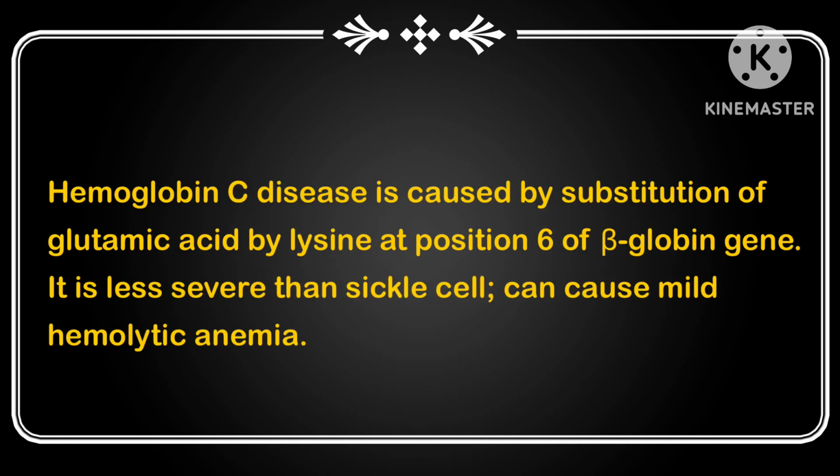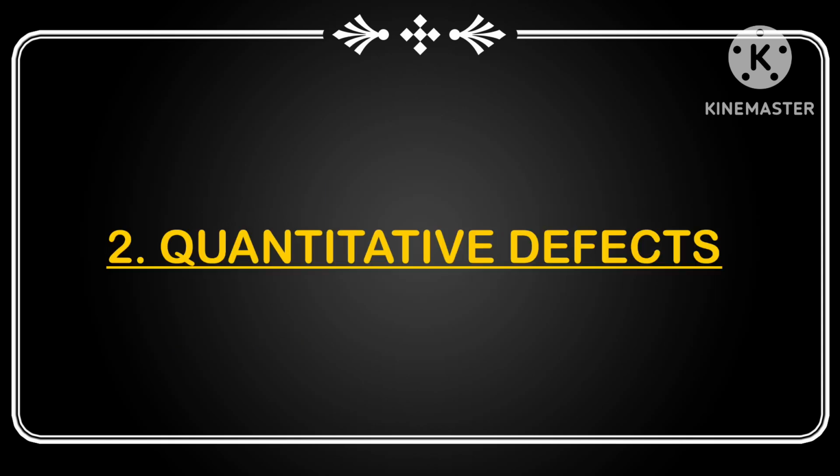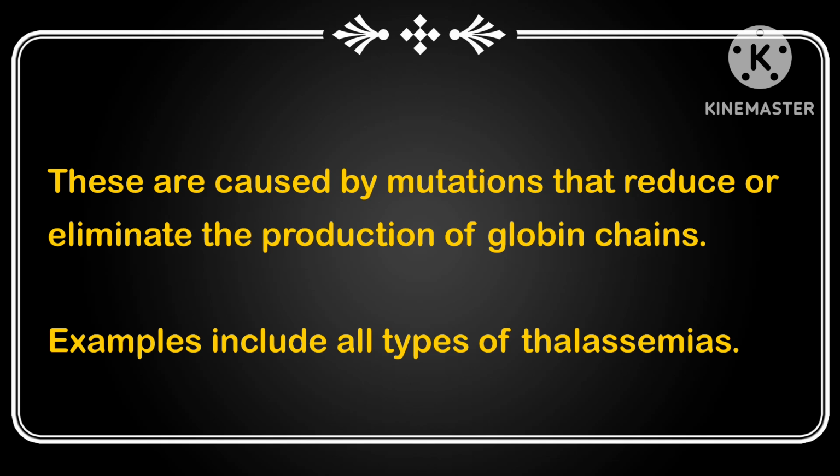Hemoglobin C, caused by substitution of glutamic acid by lysine at position 6 of the beta globin gene. It is less severe than sickle cell and can cause mild hemolytic anemia. 2. Quantitative defects. These are caused by mutations that reduce or eliminate the production of globin chains. Diseases include all types of thalassemias.